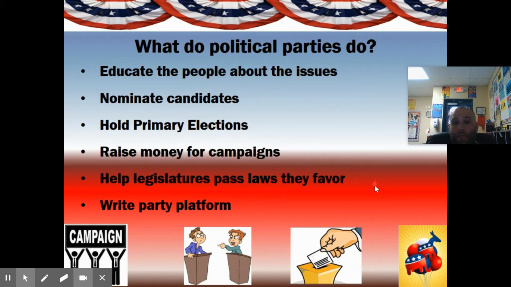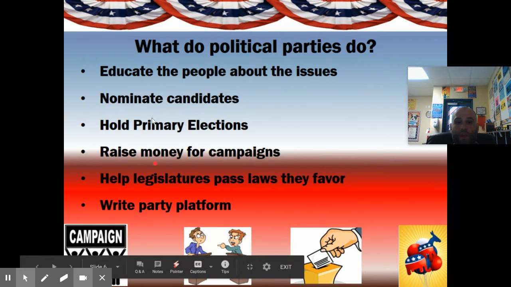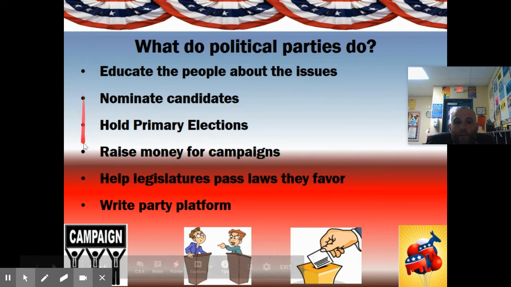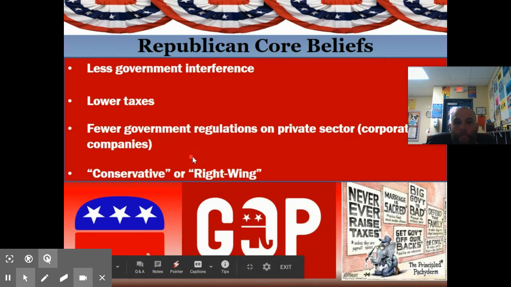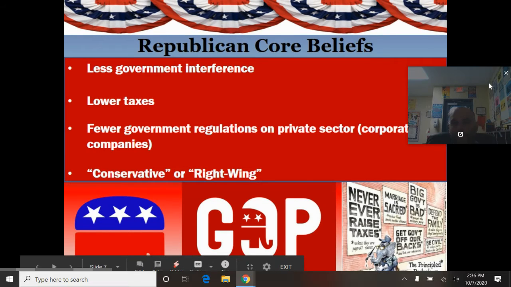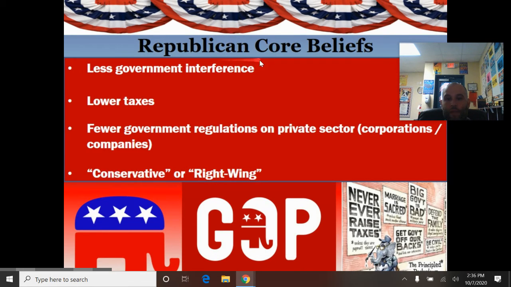Laws that favor their party's beliefs. So make sure, pause it at this point, make sure you write those down. Okay, this is what's really important: you need to know the core beliefs of the Republican and the Democratic Party. So you're going to want to write down Republican core beliefs on the left, and then you're going to want to list these on the right.